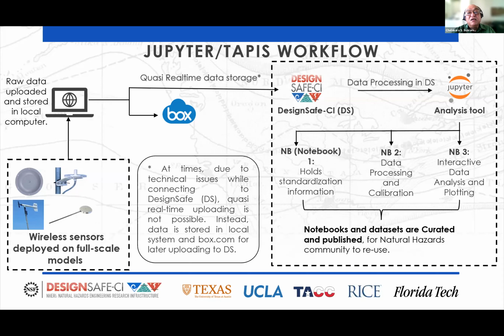So that's the idea. Now, if the DesignSafe connection is successful, we can move the data directly to the DesignSafe. And within the DesignSafe, we have created different functions through Jupyter notebooks. So you see notebook 1, 2, and 3. That does 3 different operations. Notebook 1 does the standardization of the information.